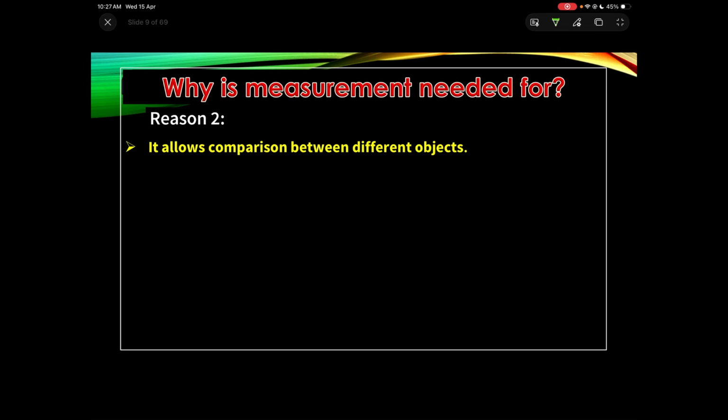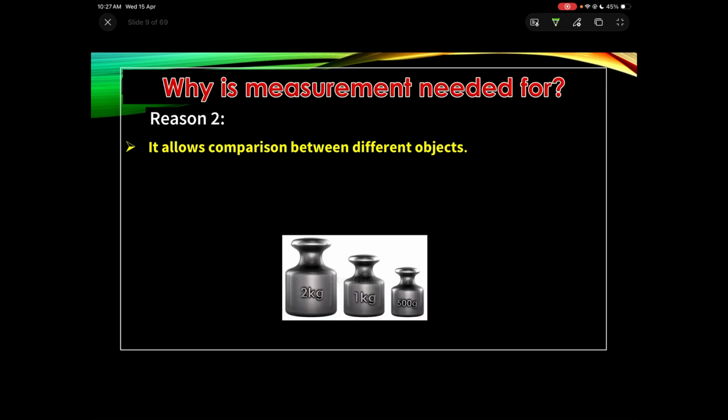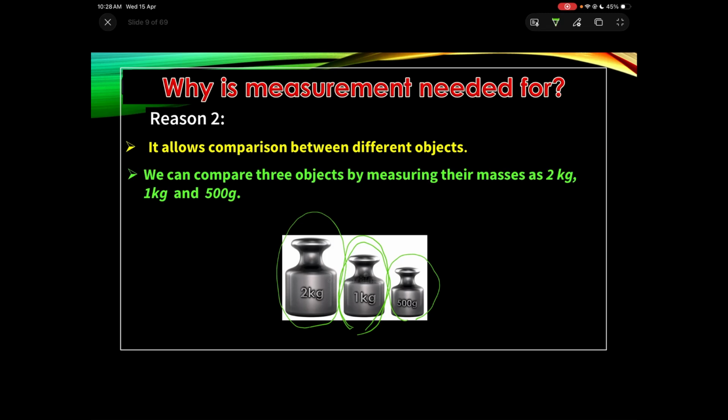Reason number 2, it allows comparison between different objects. Look at this picture. If you make a measurement with a balance, that gives you 2 kilogram. If you make the measurement of this with a balance, that gives you 1 kilogram, then you can compare. The first one has a mass double that of the second one. And you can say the third one has almost half the mass of the second one. So what is the reason number 2? It allows a comparison between different objects.